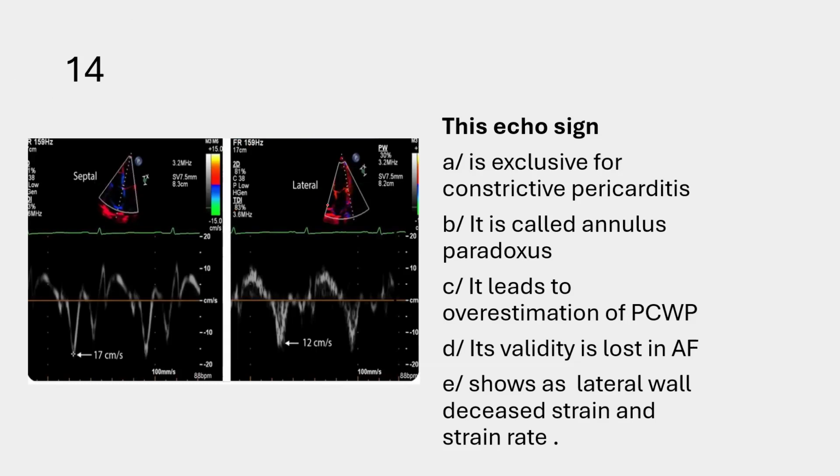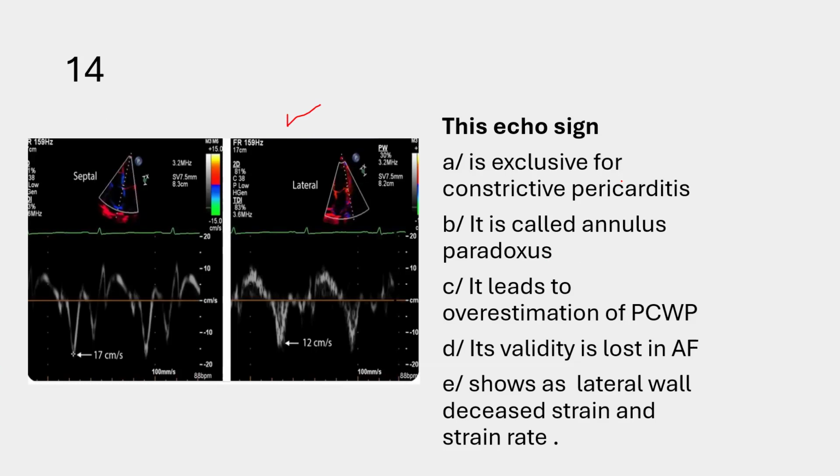Why? Because lateral E prime moves better because it is free. But the medial segment here is connected to the cardiac skeleton, so it seems to be more restricted by the tissue around. So usually, or physiologically, the lateral E prime is faster than the medial E prime. So now I have exactly the opposite. The septal E prime is faster than the lateral E prime.